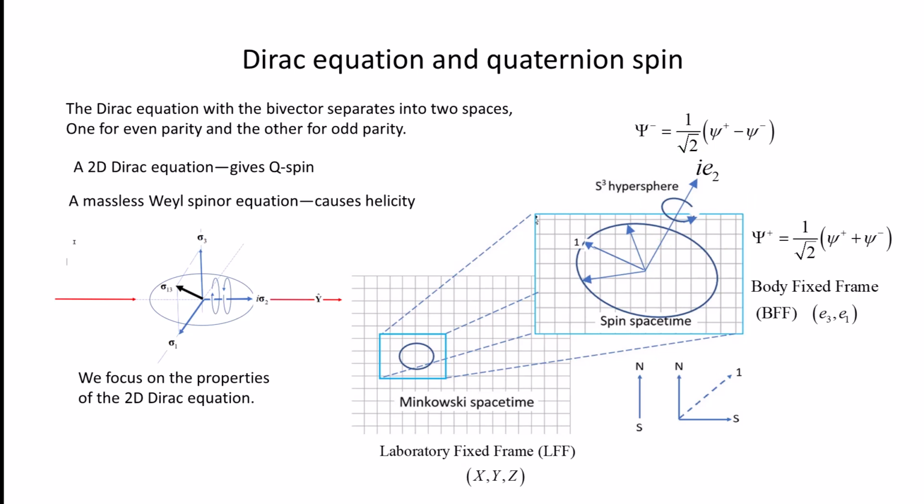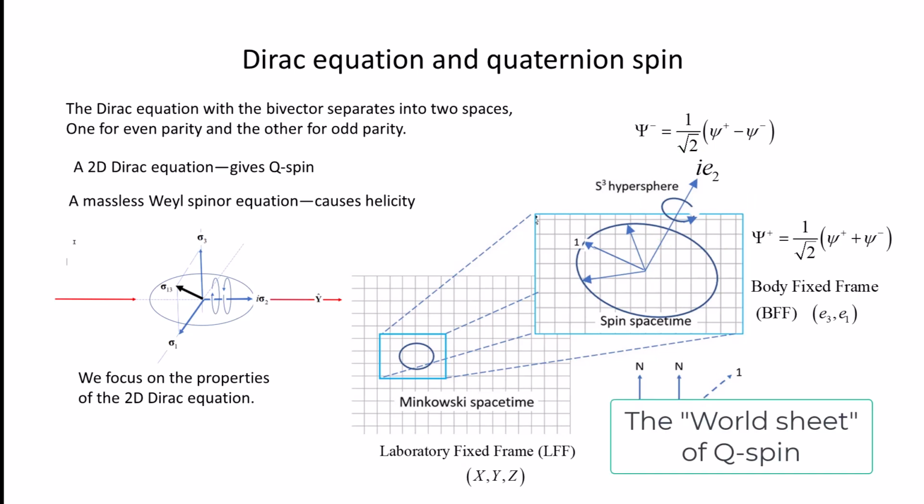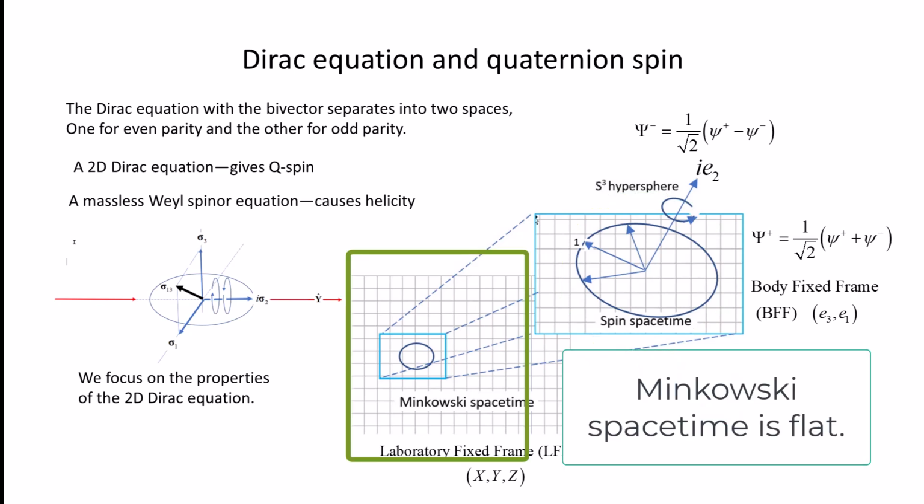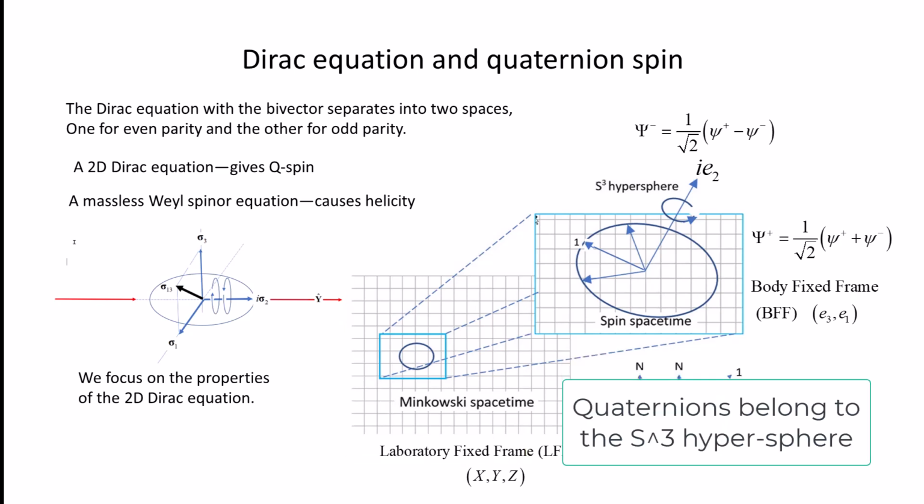Now, in spacetime, we often talk about a world line that particles follow in Minkowski spacetime. Leonard Susskind, referring to a string theory, defined a world sheet representing a string's dimension. This plane is the possible world sheet of q-spin. Since the gravity of a tiny spin is negligible, Minkowski spacetime is flat. The anti-emission space of quaternions is not in our spacetime, but in the fourth-dimensional hypersphere S3.